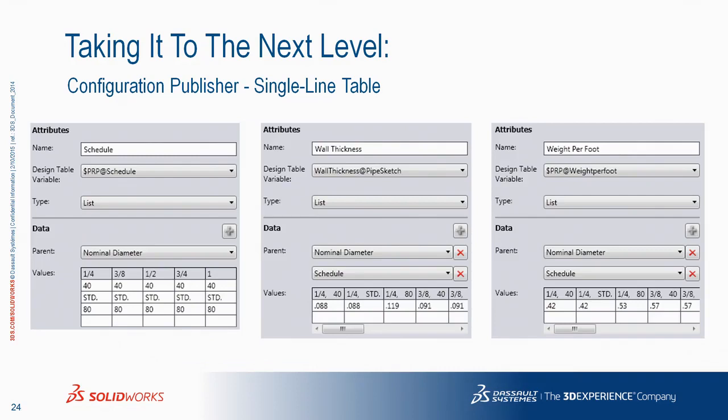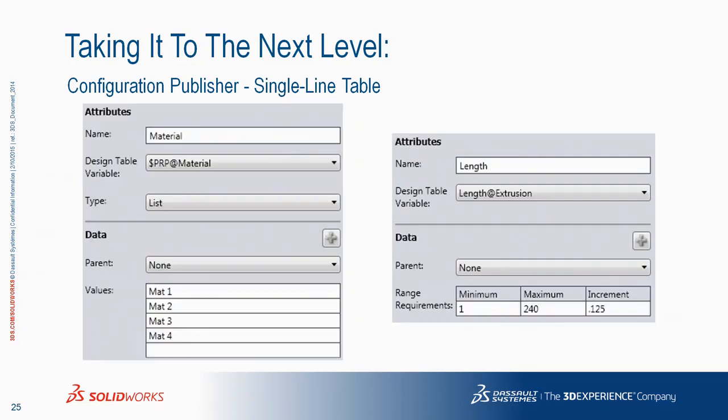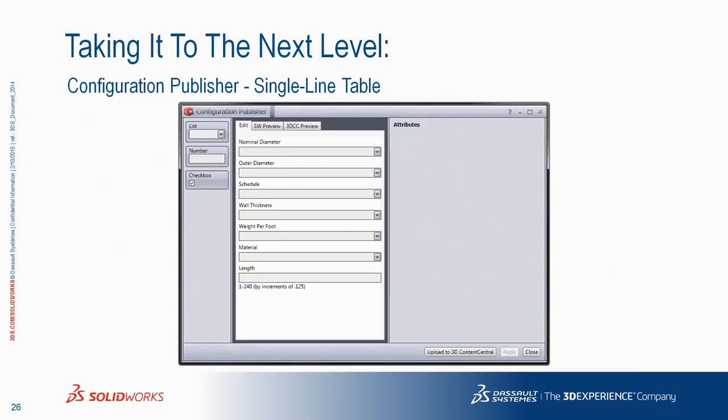And you go through and you keep building all of these different items. We have our nominal, our schedule, our wall thickness, weight per foot, all of these variables that we put into there. Some of the other things that we can put in here as well: material and length. One of the things it has in there is a data validation range, with range requirements, our minimum and our maximum, and what our increment is. So remember, the customer we had wanted 1 inch to 20 feet in 1/8 inch increments. There you go, 1 inch, 240, 1/8 inch increments.